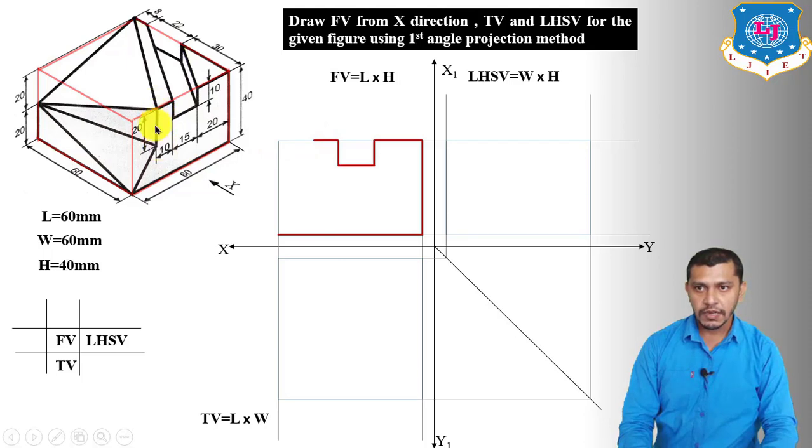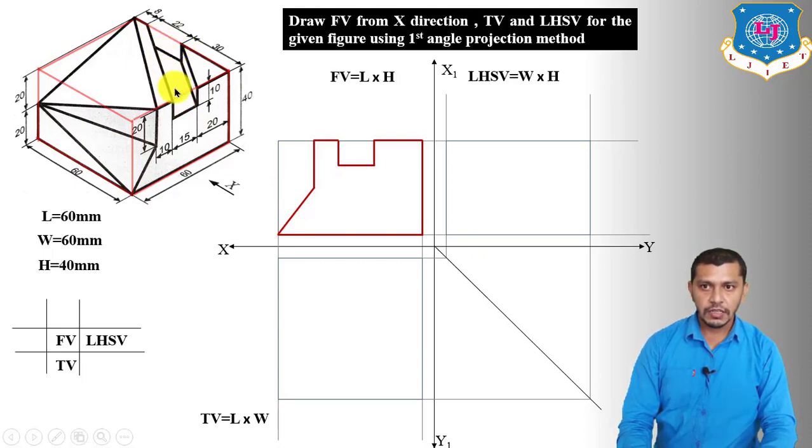Now we have to show this vertical edge having length 20 mm. So draw a vertical line from this point having length 20 mm. And now connect this point to this point, which will give us the view of this inclined line in the front view. Now comes the slot.